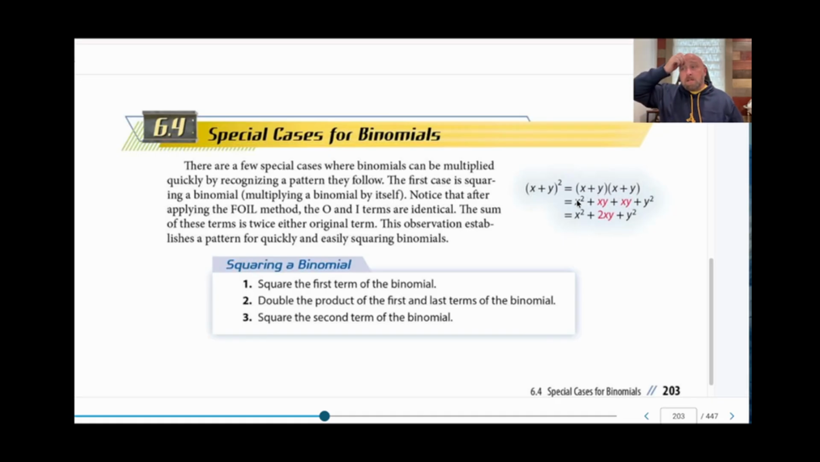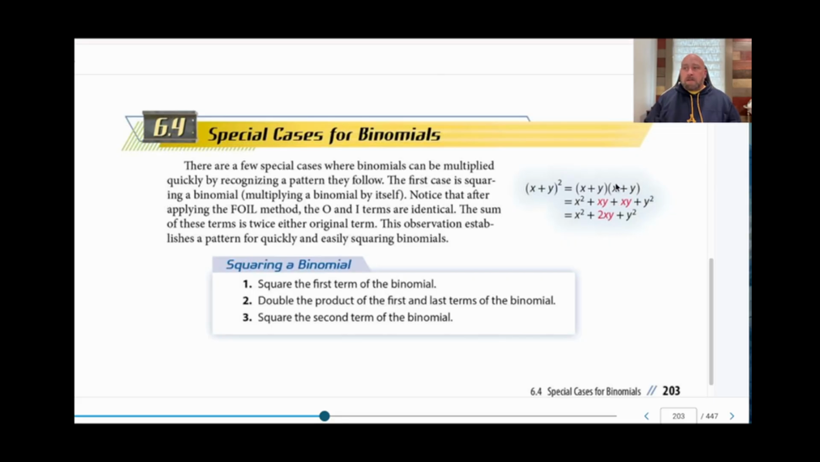Now, in the last lesson, you learned that you can FOIL that. You can do first, outer, inner, last. So first times first gives you x squared. Outer times the outer gives you xy. Inner times inner gives you another xy. You'll see these right here in pink. And then the last is going to give you y times y, which is y squared. Now, when you combine these, it gives you 2xy.